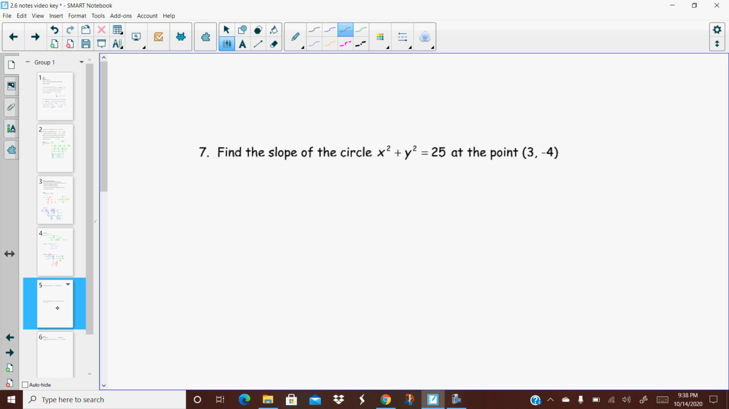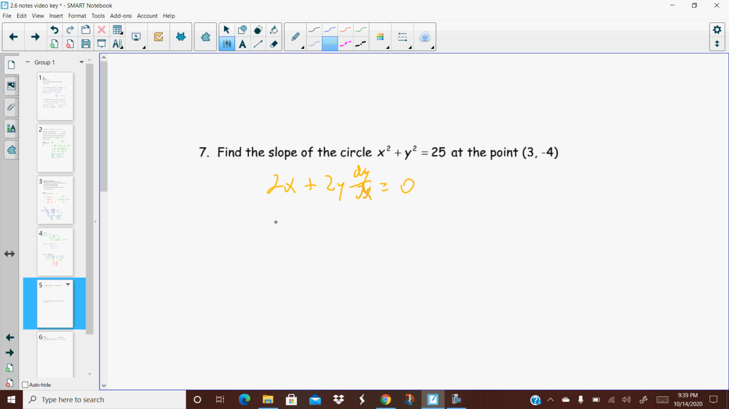Number 5, find the slope of the circle x squared plus y squared equals 25 at the point 3, negative 4. So let's go ahead and take the derivative implicitly. The derivative of x squared is 2x. Derivative of y squared is 2y dy over dx equals the derivative of 25, which is 0. Solve for dy dx. Well, you don't really have to. We can plug 3 and negative 4 in right now, as a matter of fact.